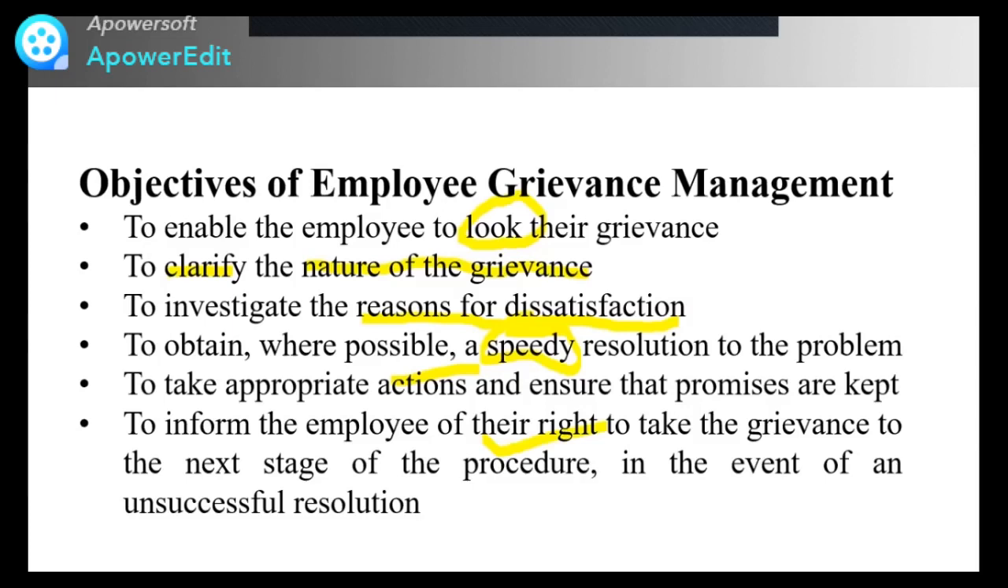For example, the grievance relates to the immediate boss. The immediate boss's solution for the grievance is not satisfactory, leading to dissatisfaction again or further. Then we can go to the next step, a further step. Therefore, to inform the employee of their right, there is a right to approach higher authorized people to get a solution for the employee grievance.